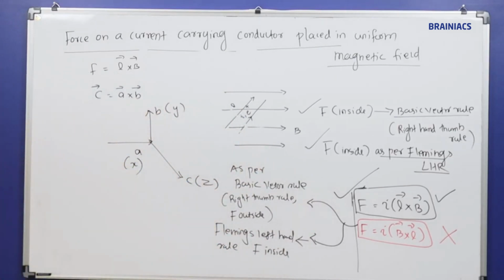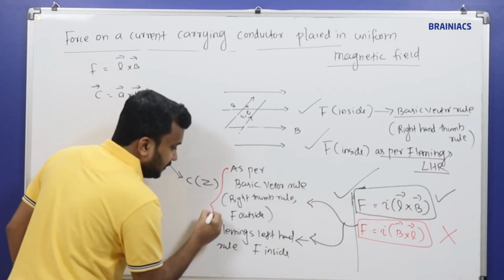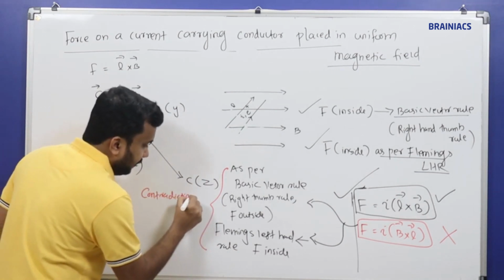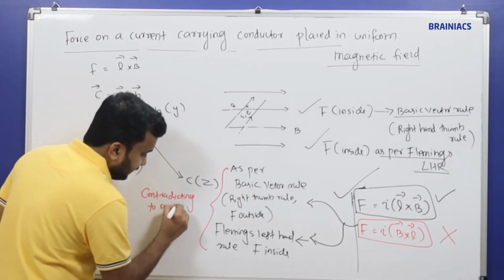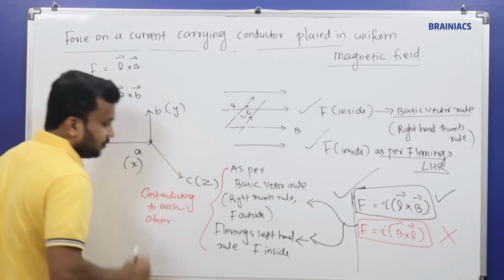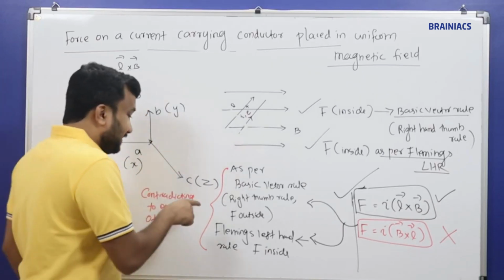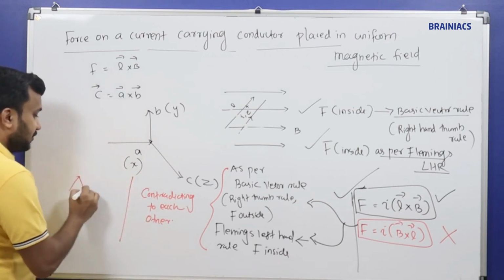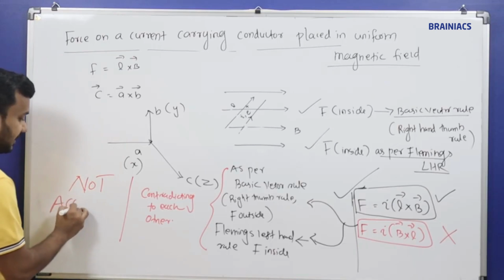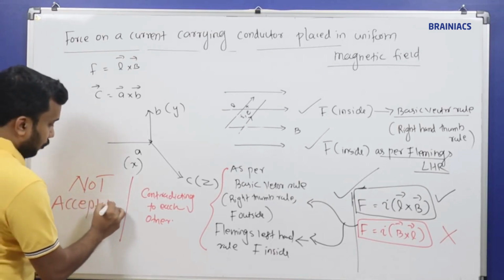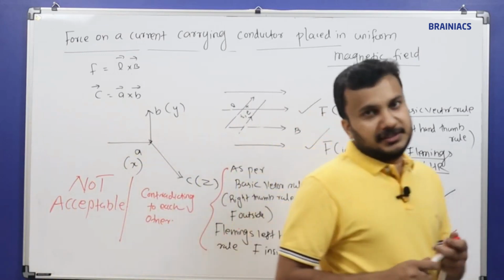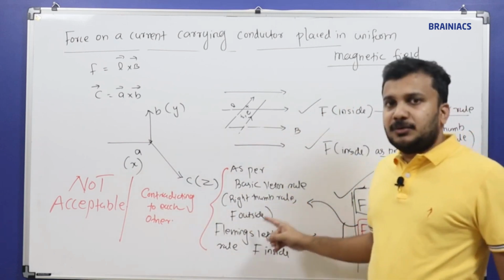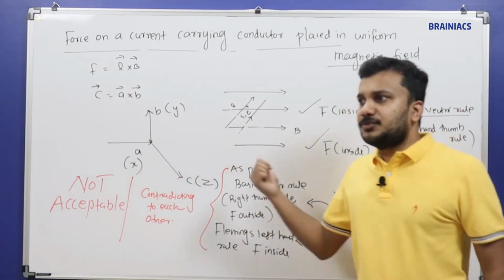Now, if you see, these two contexts are contradicting each other. In physics, there is no contradiction. Everything should be based on certain laws. So this contradiction is not acceptable for me. I cannot accept it. No contradictory statement should be there in physics, anywhere, in any chapter. The basic vector rule is saying the force is outside, Fleming's left hand rule is saying force is inside.